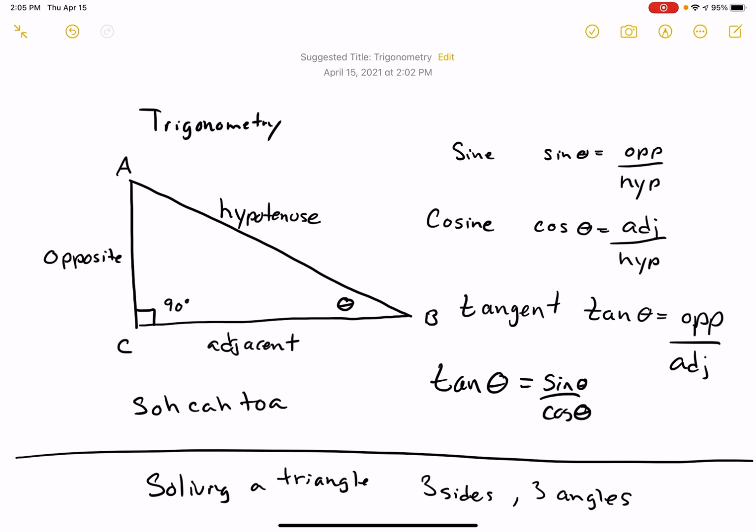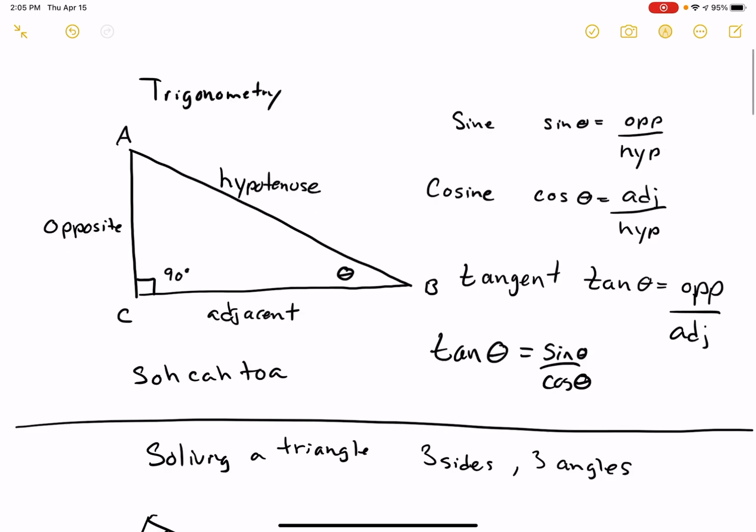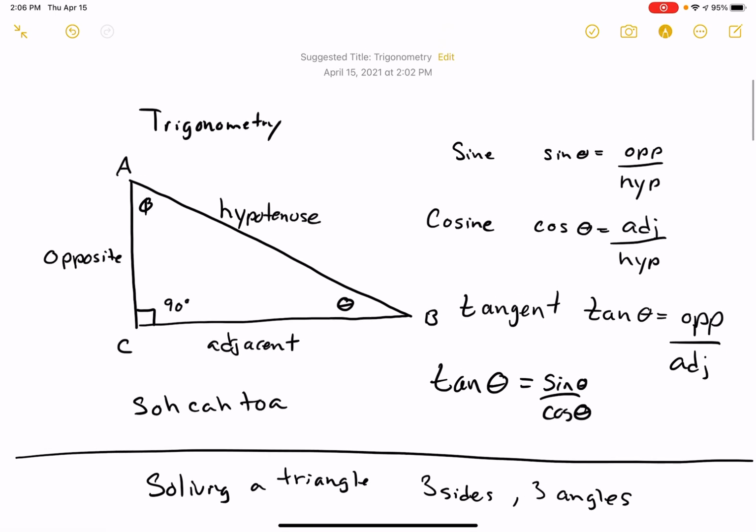If I was working with angle A in this case, maybe I wanted to call that angle phi, then the opposite and the adjacent would switch. If I had angle phi, what's labeled here as the adjacent would become the opposite, and the opposite would become the adjacent. Okay, everybody clear on that? So it's all about the angle that you're working with.